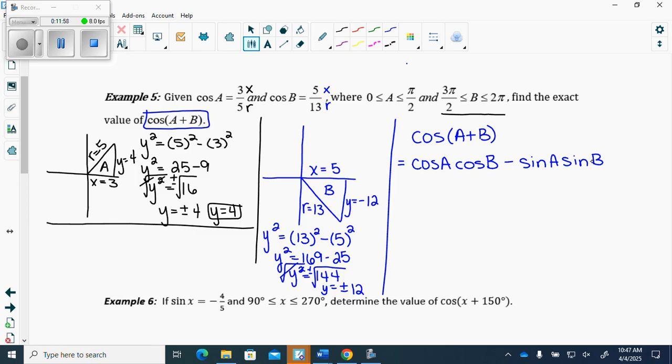Okay, cos A. So people will write cos 3/5. Happens way too often, like almost all the time. Then you guys give me decimals. We don't want cos 3/5. Cos A is what?